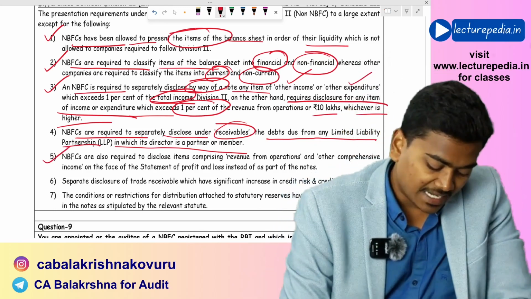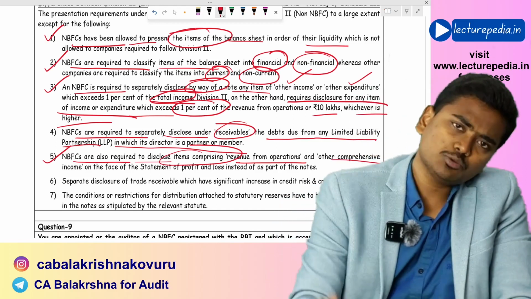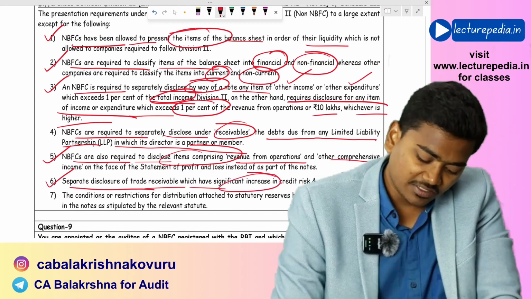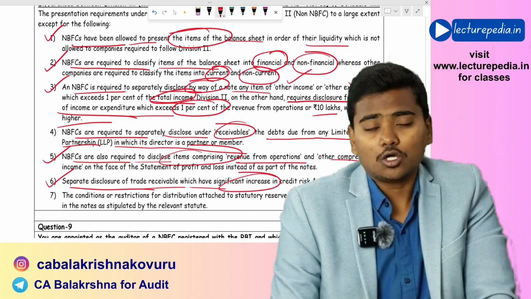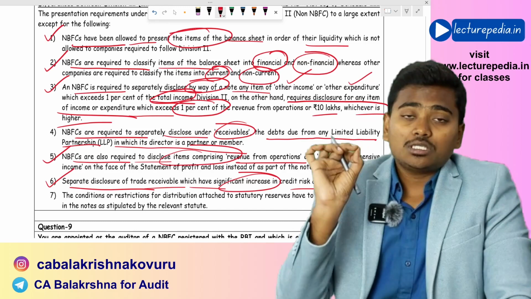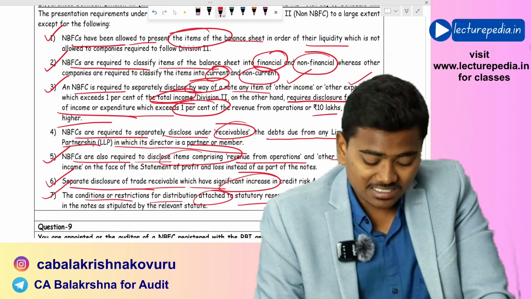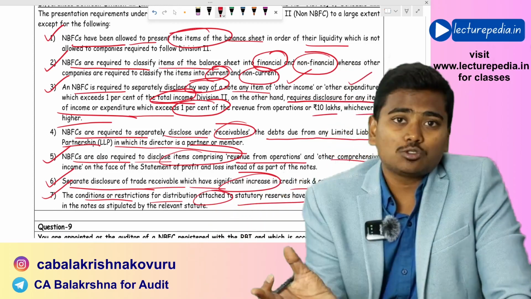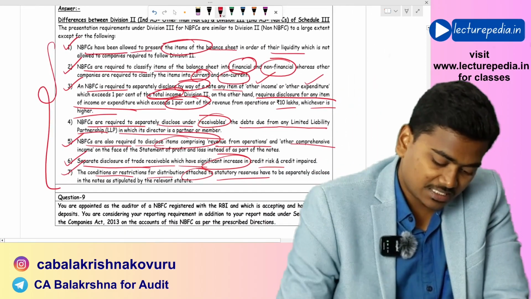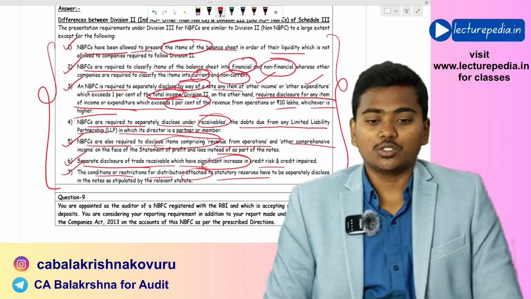Hope that is clear. Next, NBFCs are also required to disclose items comprising revenue from operations and other comprehensive income on the face of the profit and loss account. Separate disclosure of trade receivables which have significant increase in credit risk and credit impaired must be made, and the conditions or restrictions for distributions attached to statutory reserves as per respective laws have to be disclosed. These are the points of difference between Division 2 and Division 3 of Schedule 3.